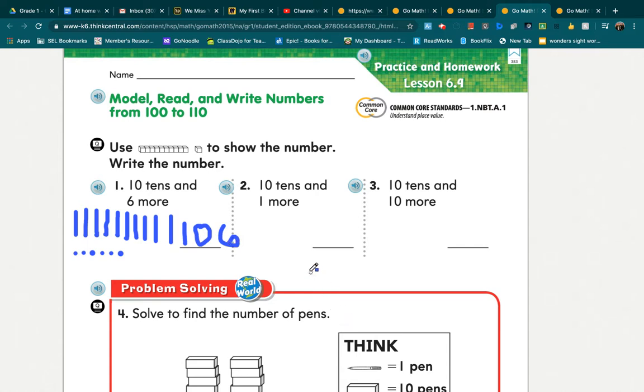All right. Number 2 says 10 tens and 1 more. And number 3 says 10 tens and 10 more. I want you guys to try those 2 on your own. Remember, 10 tens is 100, and then you're going to count on from 100 for the ones.